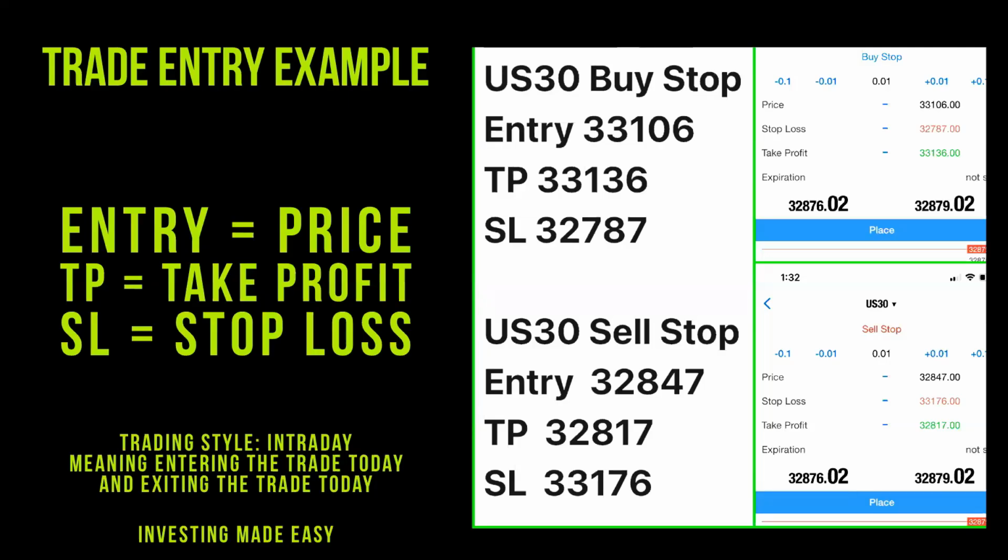Trade entry example. Right there on the right-hand side, we see US30 buy stop with the entry, the TP, and the SL. This is typically what a signal looks like that we put out, okay? We have a buy stop and a sell stop. Why do we have a buy stop and a sell stop, ladies and gentlemen? Because we're putting in 2 different trades. We're trapping the market. We're putting an entry at the top and we're putting an entry at the bottom, okay?